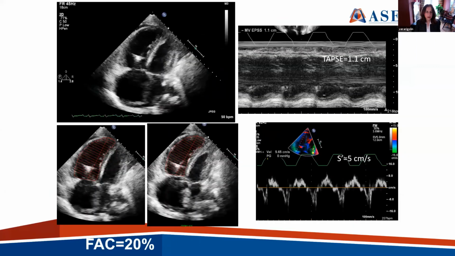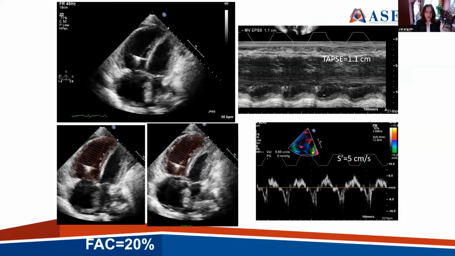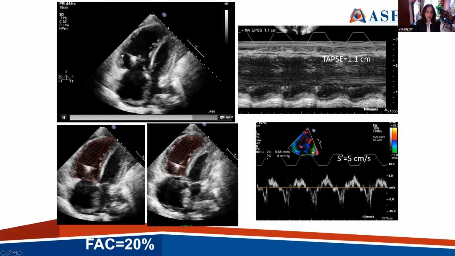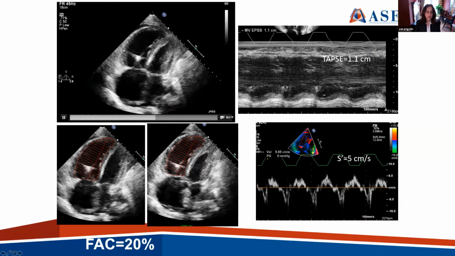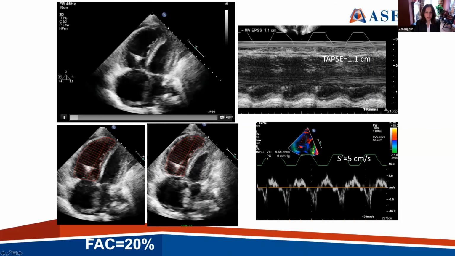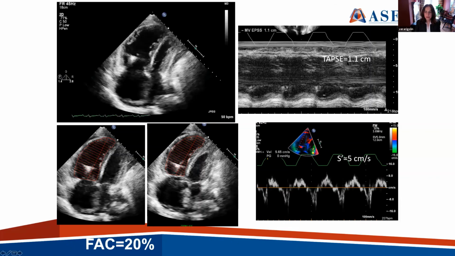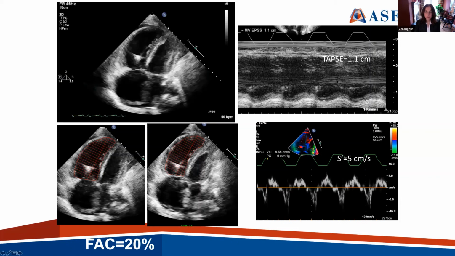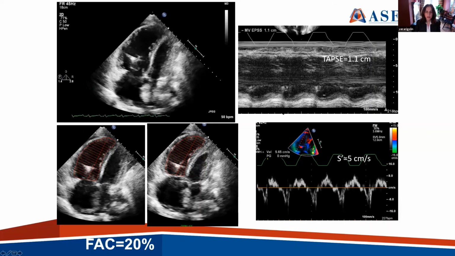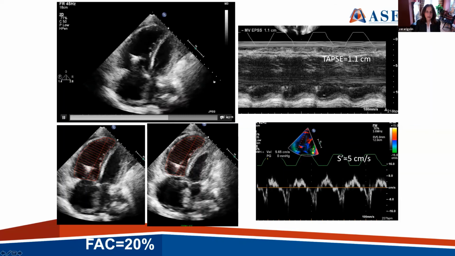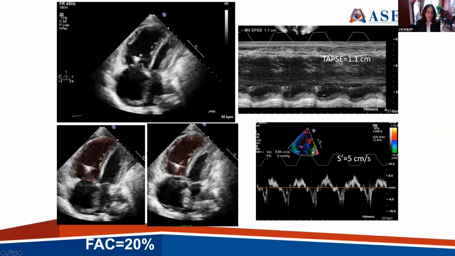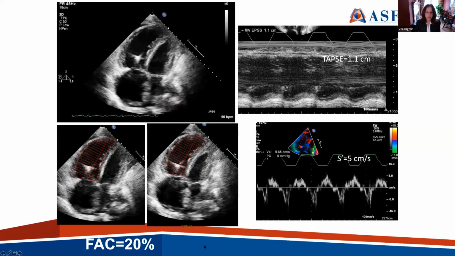And we look at our RV focused view. You see here that the RV is severely dilated. Our eyeball method tells us that the RV free wall is not contracting well and is severely hypokinetic. However, we see that our TAPSE measurement is mildly decreased, as is the S prime. So these values support that the RV is dysfunctional, and when we measure our fractional area change, that is also reduced at 20%.